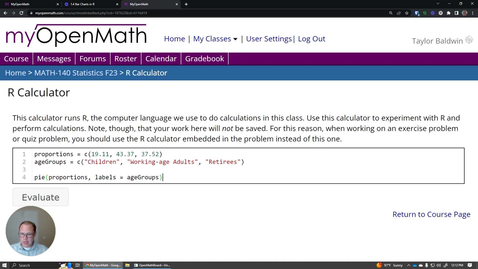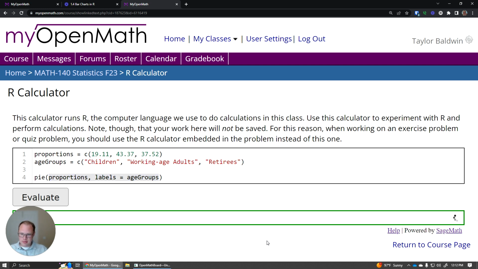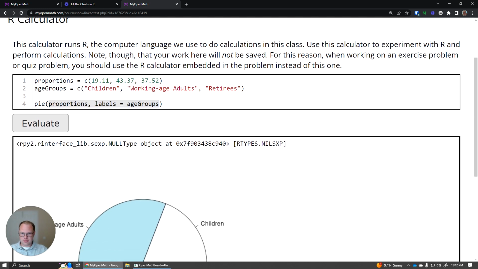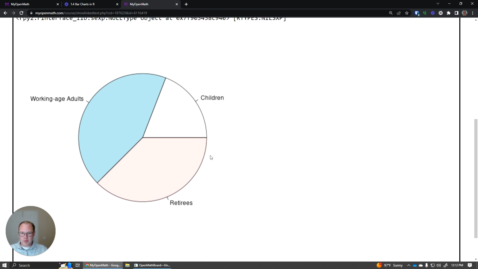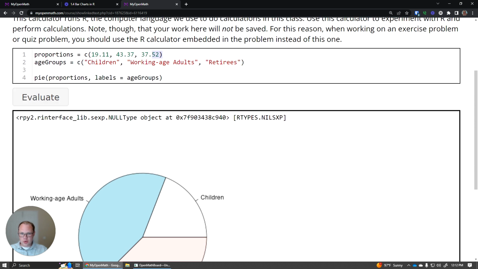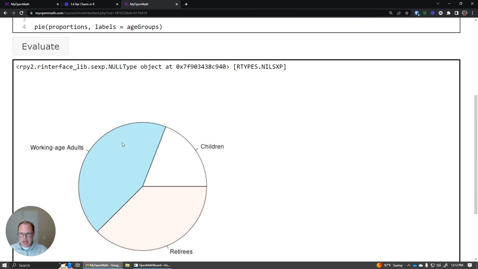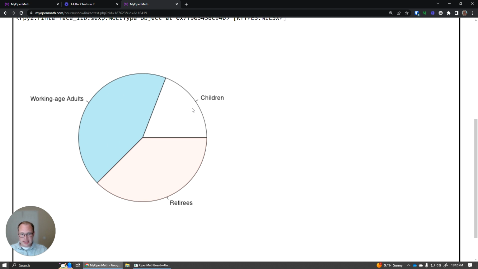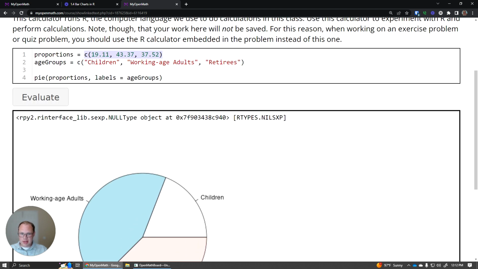Okay, that's in parentheses, so the computer knows we want to make a pie chart, and in parentheses is the information it needs to make that pie chart. Okay, click evaluate. And if you scroll down, you have a pie chart. The size of each slice is according to the number we picked. Okay, and then you could see that each slice is labeled using the labels we told it to use. Okay?